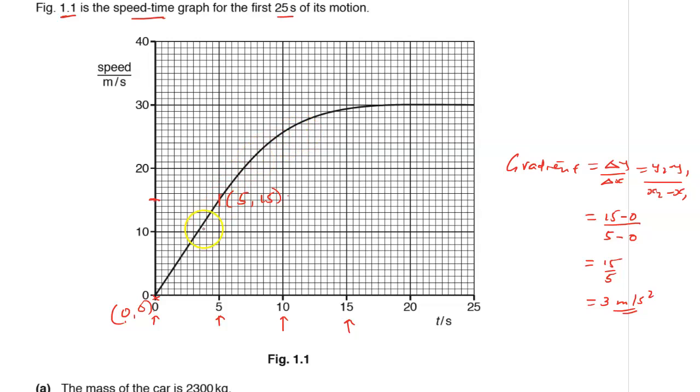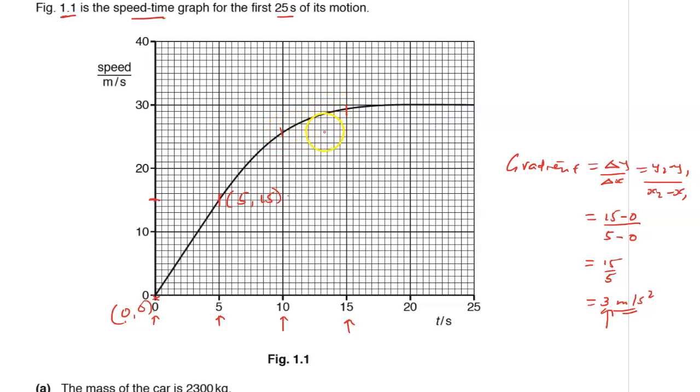So the car was accelerating. Then the graph started curving, all the way up to when the graph is horizontal. From this point where the graph is horizontal, we know that acceleration is zero. And initially, acceleration was 3 meters per second squared. So for the acceleration to change from 3 to zero, the car should be decelerating. So between 10 and 15, in this region where the graph is curving up to here, the car is decelerating.